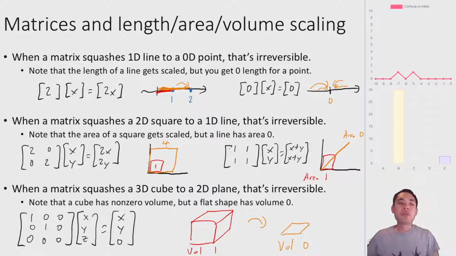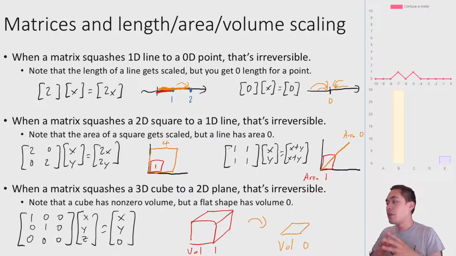Okay, so somehow we want to link this sort of squashing down of dimensions. So our original figure, a line is 1-dimensional, a point is 0-dimensional. A square is 2-dimensional, a line is 1-dimensional. And a cube is 3-dimensional, but a flat plane, or a square, is 2-dimensional. And so when you reduce the dimensionality of a shape, you end up reducing the volume or the area or the appropriate length, whatever the highest dimensional type of area is, to 0. And that sort of squashing is irreversible. And that's the point we're trying to convey here.